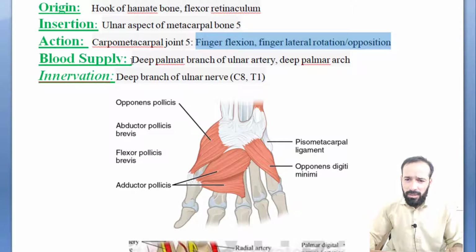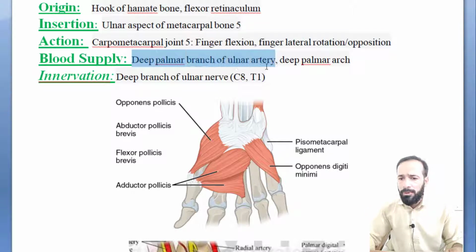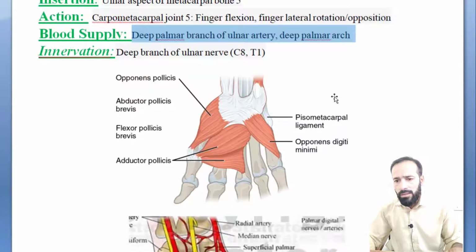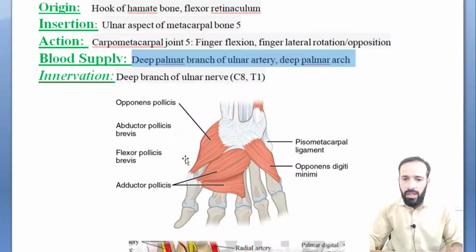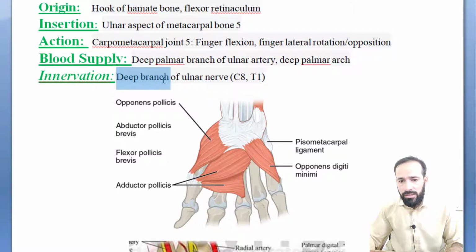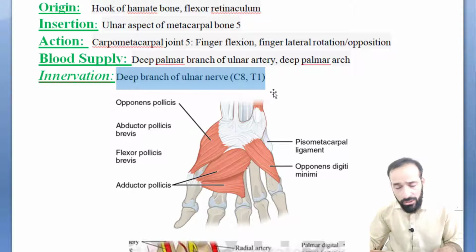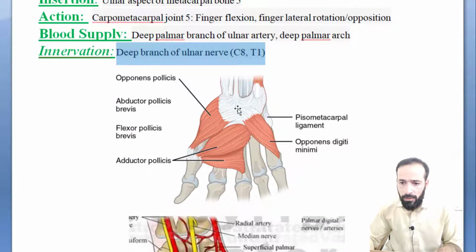What is its blood supply? It is supplied by the deep palmar branch of the ulnar artery and the deep palmar arch. So here you can see all those arteries. And what is its innervation? It is innervated by the deep branch of the ulnar nerve, which comes from C8 and T1. So this is opponens digiti minimi.